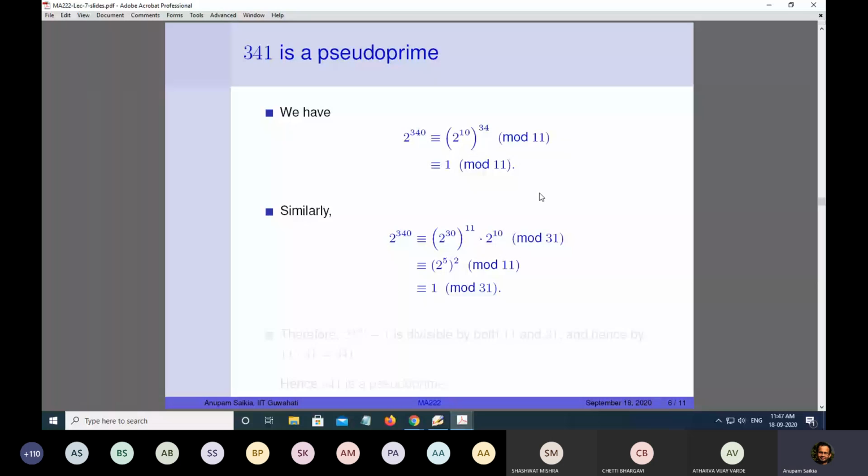I get it as 330 plus 10. What is the advantage of 330 plus 10? This 330 can be made to 1, because 2 to the power 30 is 1. So I'm left with 2 to the power 10. I can directly compute 2 to the power 10 also, but better to do 2 to the power 5 square, because 2 to the power 5 is 32. And 32 is 1 mod 31.